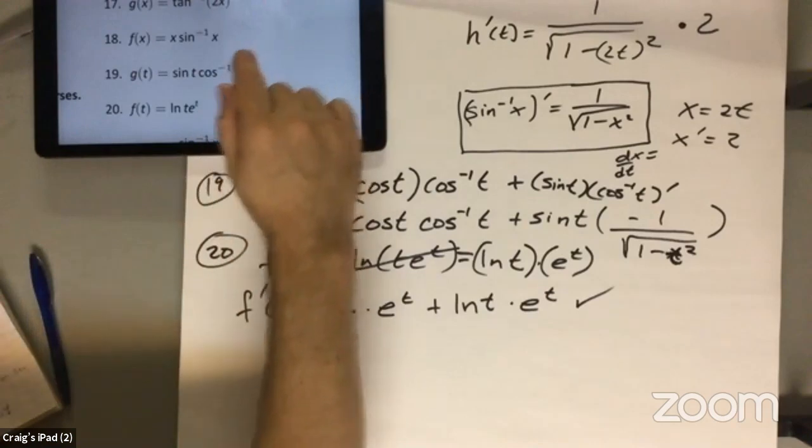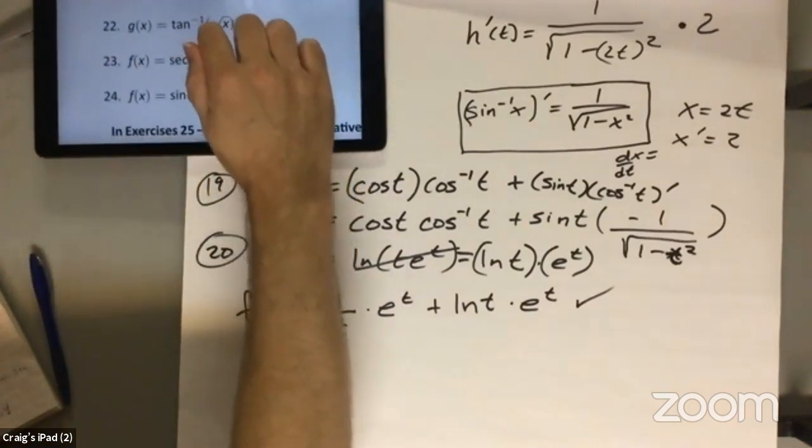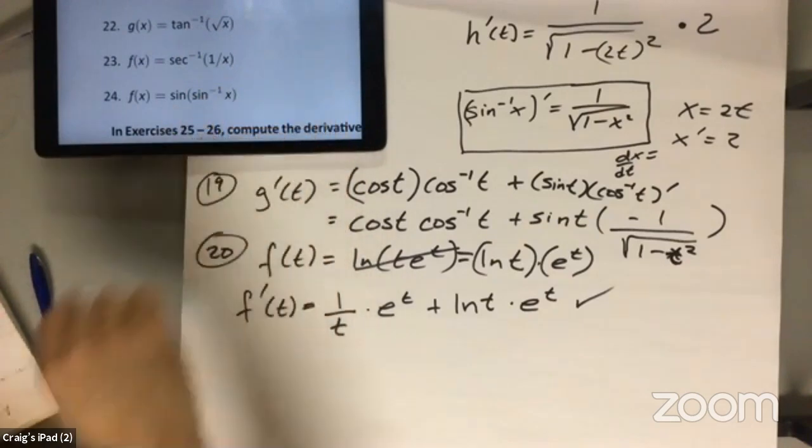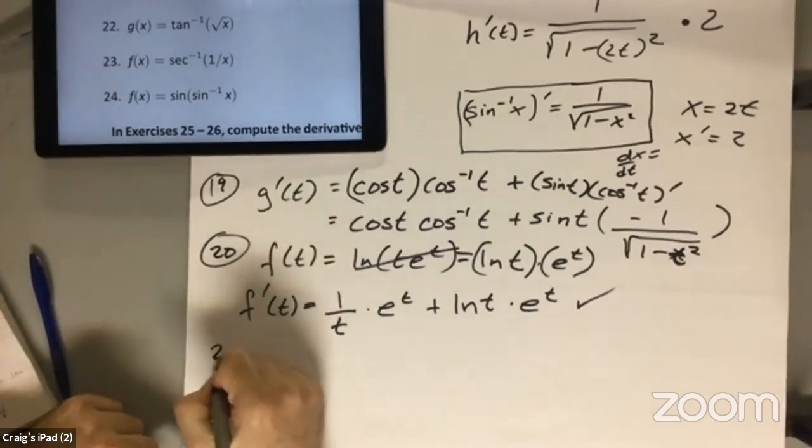Okay. Don't hesitate to speak up if you have any questions about any of these. So the next one, I guess that was number 20. So the next one that somebody wanted was number 24. 24 is a funky one.